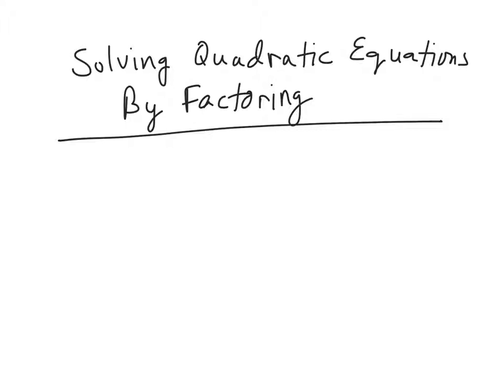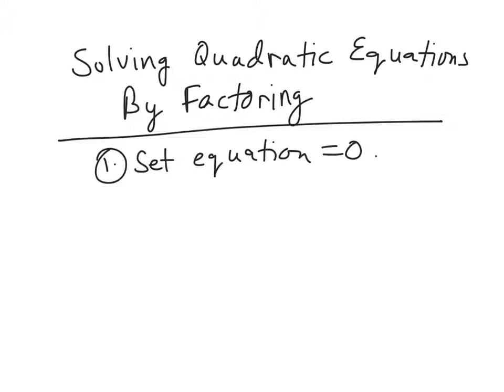Well, the first thing we got to have to do that is that 0 that I keep talking about. We got to have a 0 on one side of the equation. So step 1, set the equation equal to 0. So whatever you got to do to get a 0 on one side, do that.